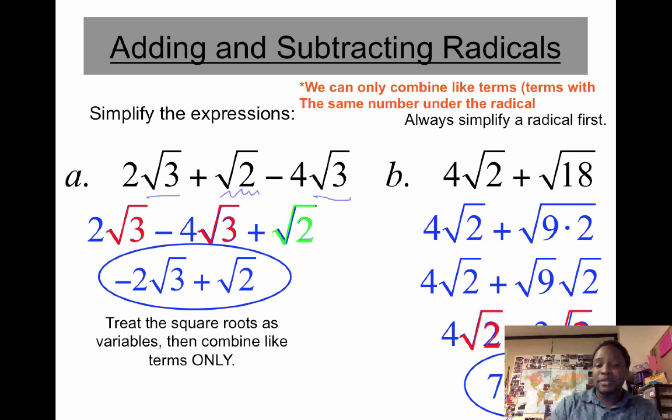So that's adding and subtracting. Be careful because you might be able to simplify it, and then we can combine like terms. Like terms are when the numbers underneath the radical are equal to each other.